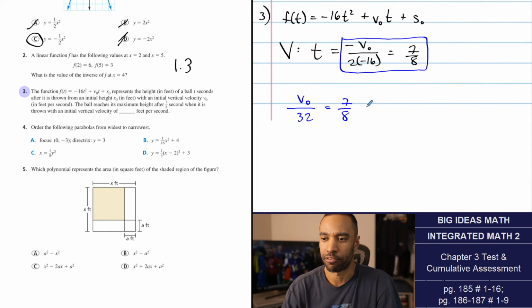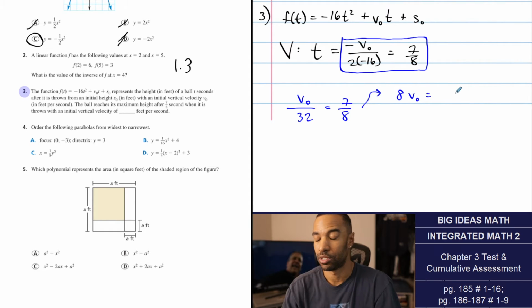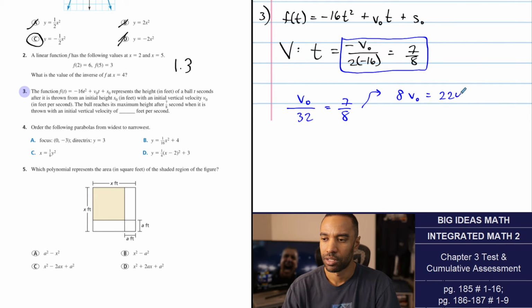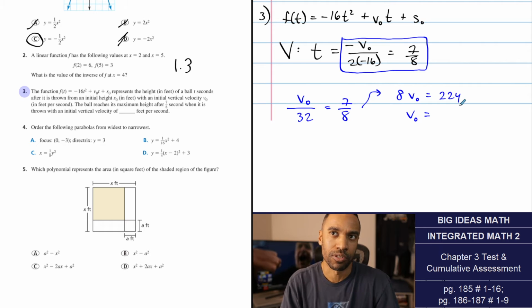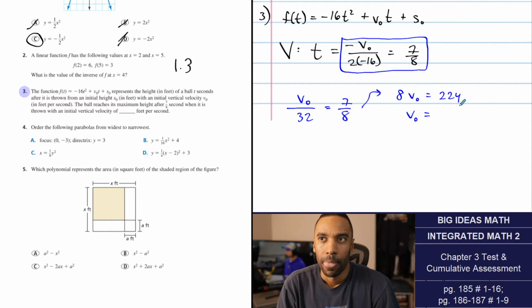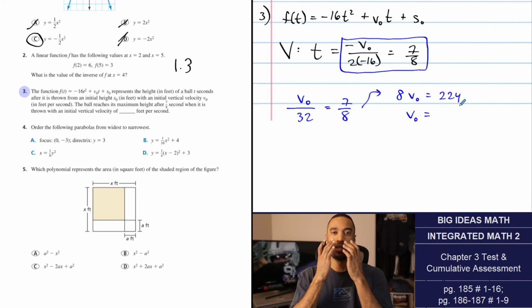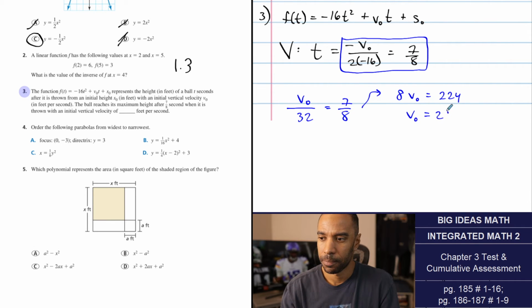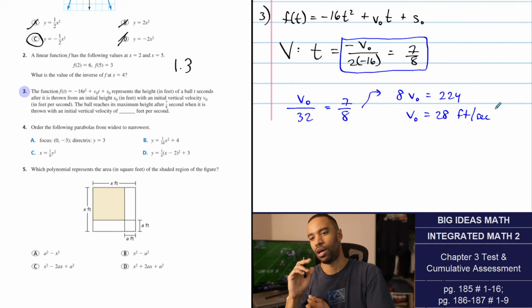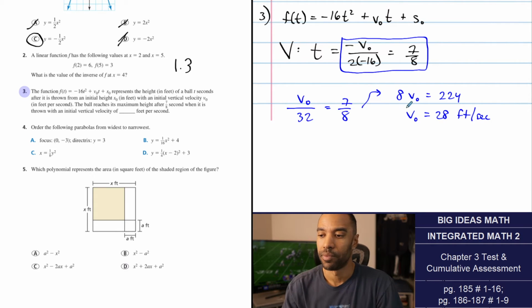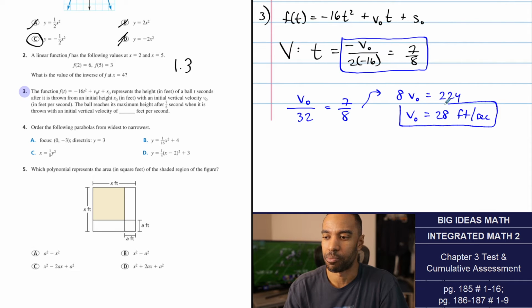I'll just go ahead and work off cross multiplication. So 8 times v naught equals 224, I believe that is. Divide both sides by 8, and you get v naught equals 28, I think. I'm going to check that. Yeah, 28. 28 feet per second. So that should be the answer to that one.